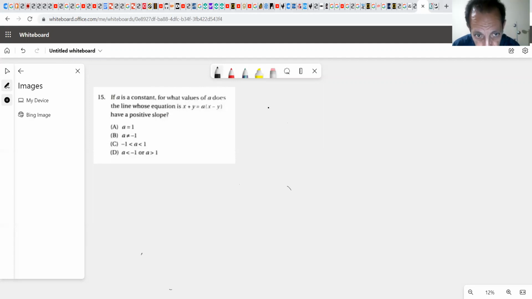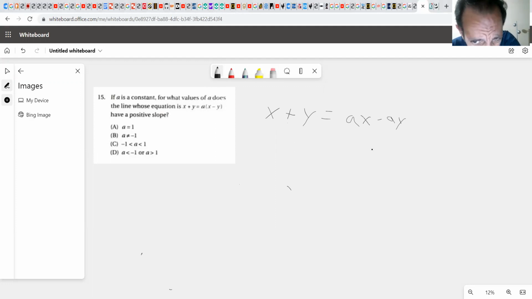So let's just write it out. We have x plus y equals, and now I'm just going to distribute the A across the parentheses. So I'll get ax minus ay. Now, if you're trying to get y equals mx plus b, you want to get the y onto one side. I'm going to get the y onto the left side, and the x's over to the right side.